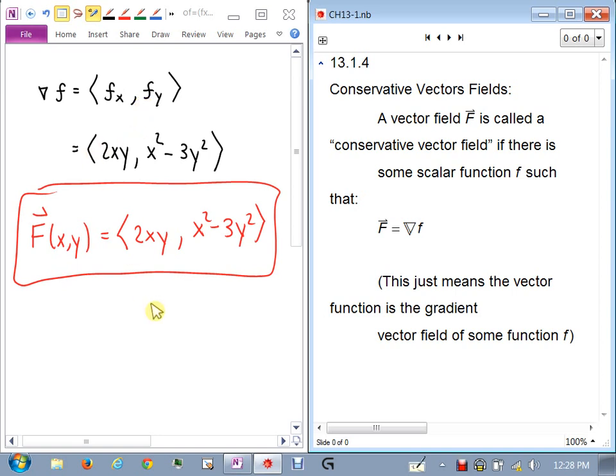So it'll be one of our tasks later to figure out if it's a conservative vector field or not. And then what we'll see later is that if it is a conservative vector field, then there are some very nice results from that. But we have to first be able to say it's conservative.